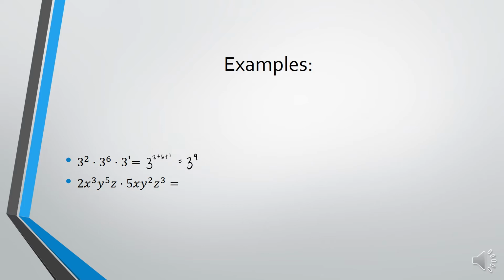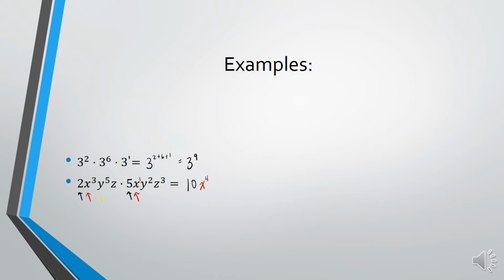For my second example, I have a lot of different variables, so I'm going to kind of put them together. We'll start with my coefficients first. So 2 times 5 is 10. Next, I'll look at my x terms. So I have an x there, and I have an x there. This first one has a 3. The second one, we don't write it, but it has a 1. Because I'm multiplying x cubed times x to the 1, I'll add the exponents and get x to the 4th.